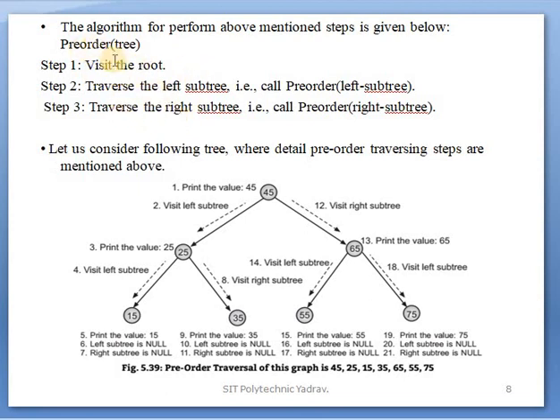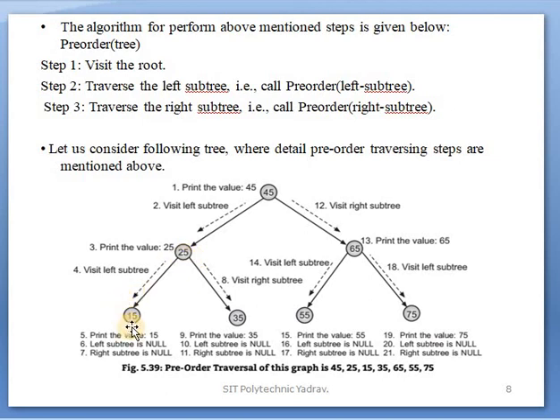In which technique? In pre-order. In pre-order, first root, after that left, after that right. This is clear. Okay, first print the value 45. In the pre-order traversal of the tree, first of all display 45. After that, second step, visit the left subtree. In that, print the value 25.